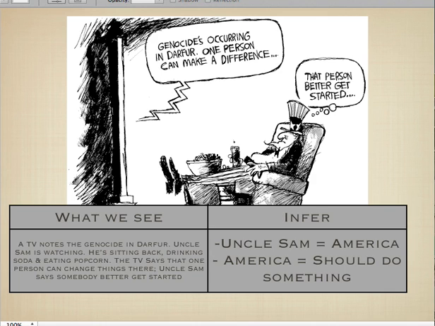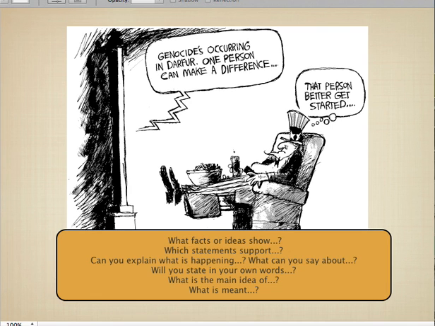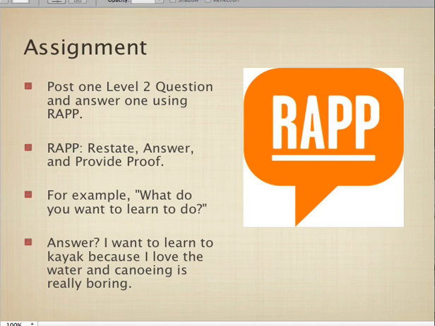Now if my assignment were to ask for type 2 questions, I could look at these sort of questions. What ideas show that America should be involved in the genocide? Or how would you state in your own words that America should be involved in the genocide occurring in Darfur? These are great level 2 questions. You can see other question starters at the bottom below this video. So that leads to your assignment.